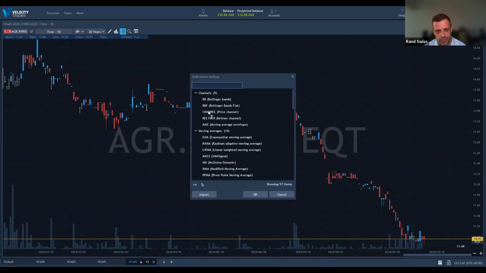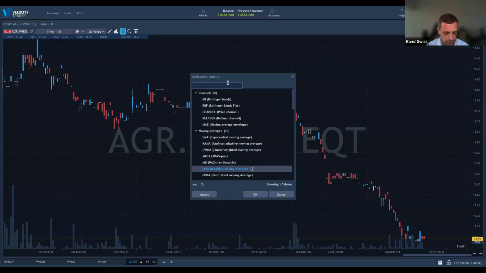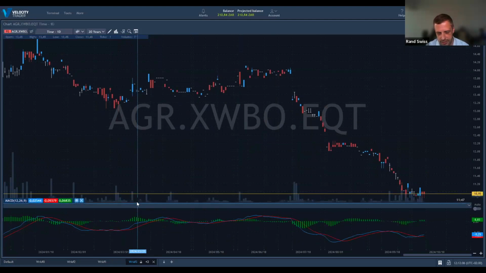As I mentioned, Velocity already comes with a lot of indicators. If you remember when I was talking about TradingView, I was talking about all the indicators. These are all the indicators that are available on Velocity. Now, of course, you don't have to scroll here and manually look for the one you're looking for. You can just search here. So let's say we want to put in a MACD. I'm just going to search for MACD, and then I'm just going to double click and boom. There is the MACD.